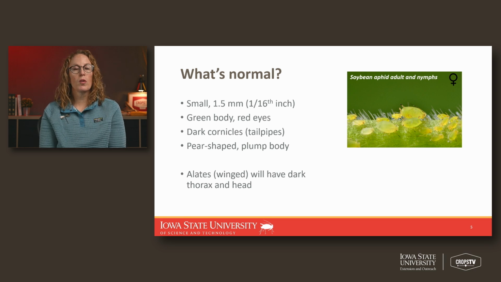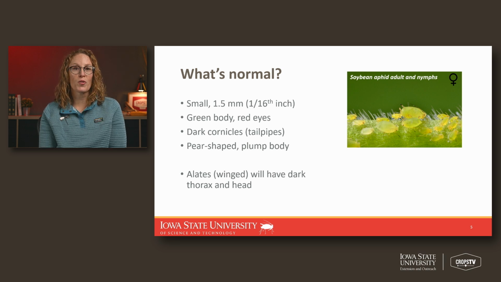So, what's normal or what's healthy for soybean aphid? You can see a picture here of an adult aphid surrounded by lots of nymphs. They're on the small side, 1.5 millimeters in length. They have bright limey green bodies with red eyes. All aphids have cornicles or tailpipes, and in the case of soybean aphid, they're dark.